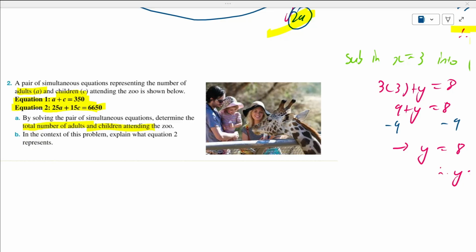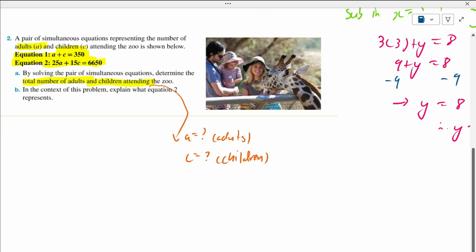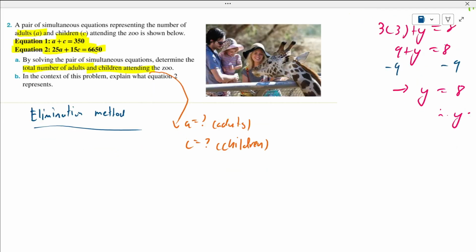Okay, great. So all this is really asking for here is that we're trying to find what A is in terms of the amount of adults, and we're trying to find what C is in terms of the amount of children. So all you've got to do is use the elimination method here. You can use substitution, but I'm just going to go through the elimination method since I already demonstrated how to use the substitution method in the previous question.